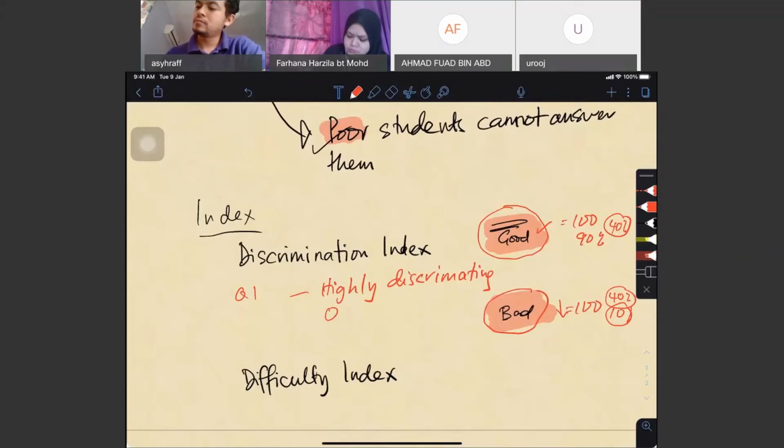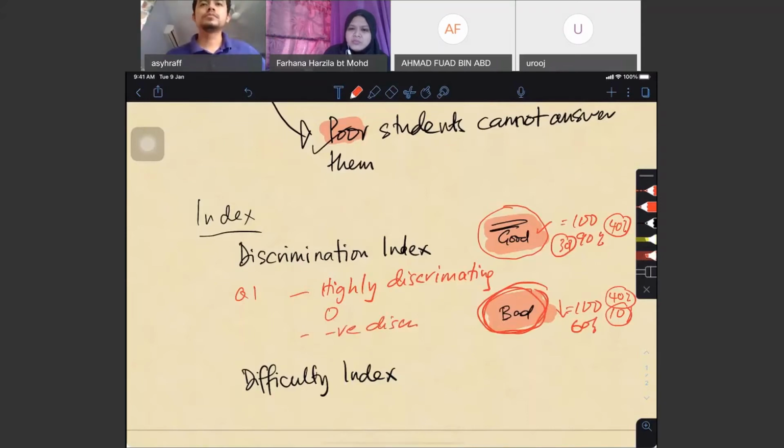And sometimes you will see, you ask one question, more from this group were able to answer. Maybe 60% here, and only 30% here were able to answer. And then that one you will have a negative discrimination. So now you start to wonder, what's happening here? Are they good questions, or is it possible they are wrong questions? So you have to think of the possibilities.